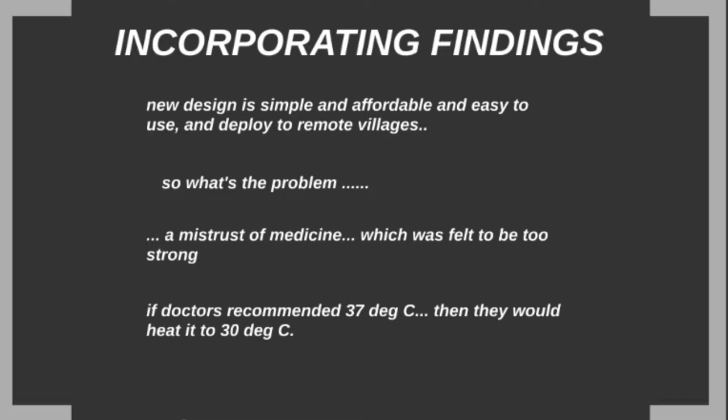One of the problems they were facing is there's a mistrust of medicine. It was felt to be too strong, right? So in these rural villages where they don't have access to the same amount of education and there's different cultural influences, Western medicine felt a little too strong. So if a doctor said, keep the baby at 37 degrees, they're like, that's probably a little too hot. Why don't we go with 30 degrees? And for the clinicians in the room, or for the rest of us, you could tell that 30 degrees is not a good temperature for a baby.